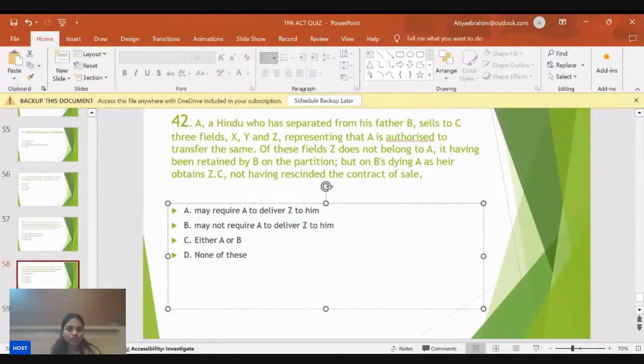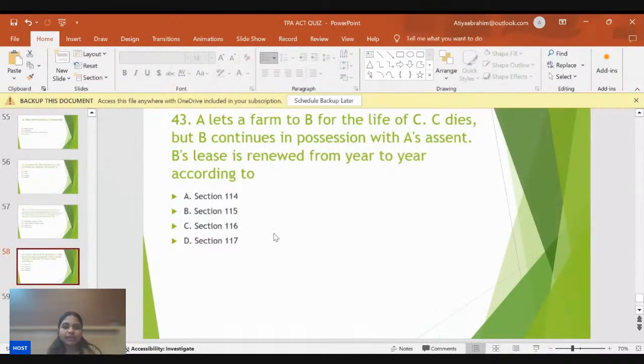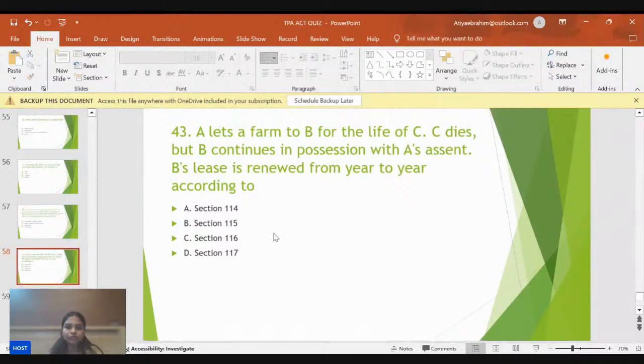Okay, coming to the next question. A lets a farm to B for the life of C. C dies, but B continues in possession with A's assent. B's lease is renewed from year to year according to which section?